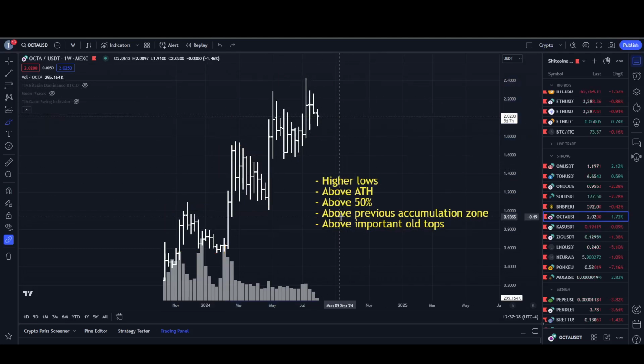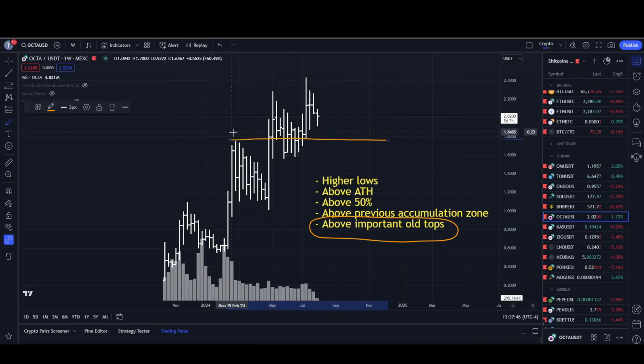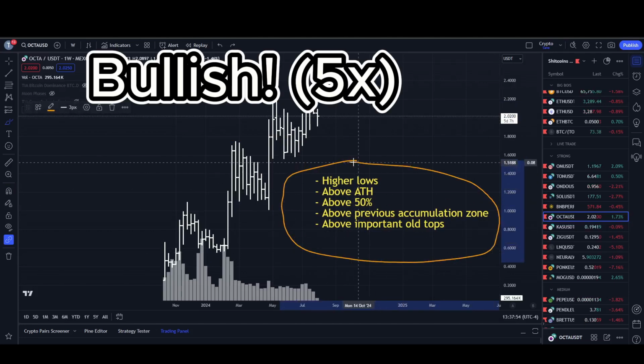The last one is: is it above important old tops? Because I have my rule that old tops can become new bottoms. Now, if we look here, we have these old tops, and yes, Octa is above its old top, meaning it's in a bullish position for all 5 of my metrics.